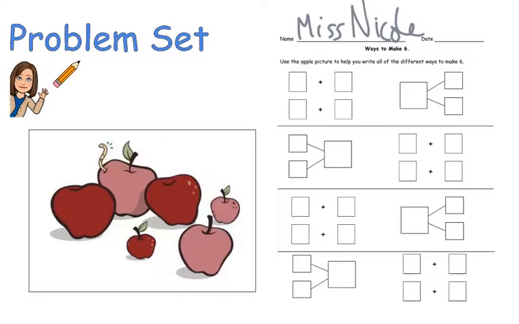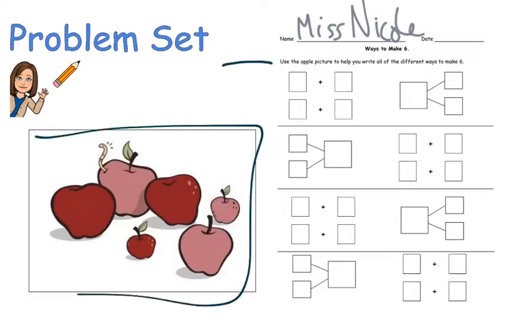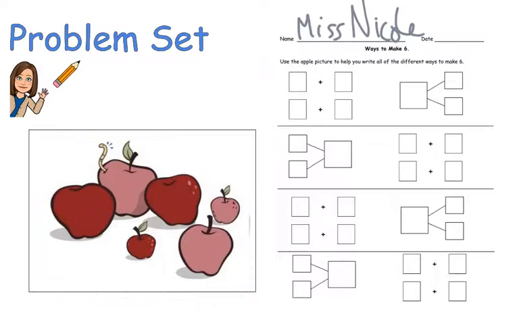All right, let's see. Let's count. Ready? 1, 2, 3, 4, 5, 6. So there are 6 apples all together. That's our total amount. So let's look at our directions here. Use the apple picture right here to help you write all of the different ways to make 6. So remember how we were just using our reversal, our flip-flop? That's what we're going to do here.